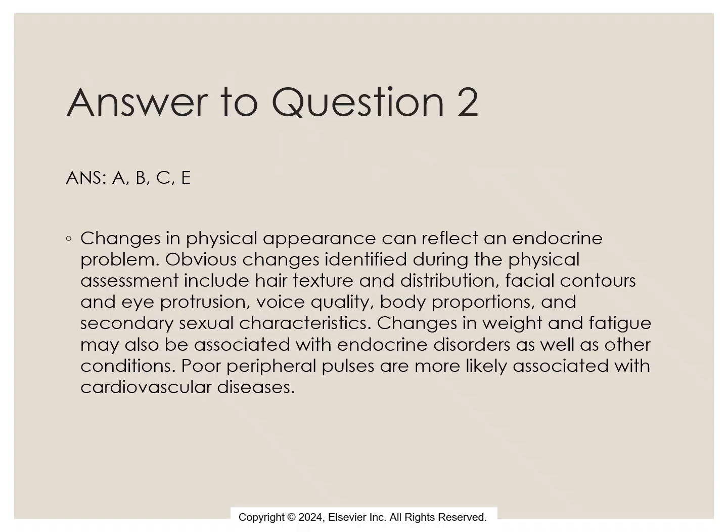The answers here are going to be A, B, C, and E. So changes in physical appearance can reflect an endocrine problem. Obvious changes identified during the physical assessment include hair texture and distribution, facial contours and eye protrusion, voice quality, body proportions, and secondary sexual characteristics. Changes in weight and fatigue may also be associated with endocrine disorders as well as other conditions. Poor peripheral pulses are more likely associated with a cardiovascular disease.